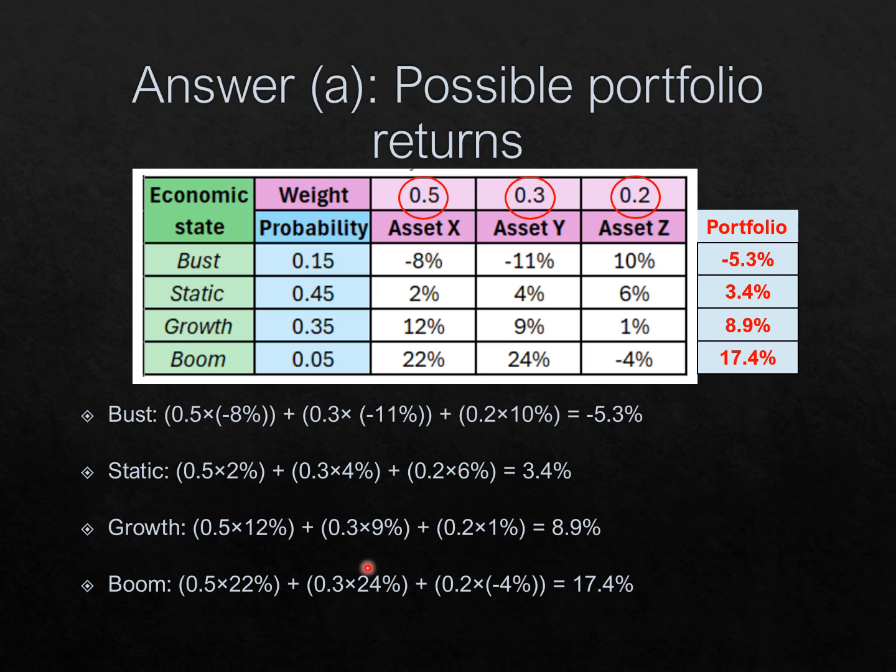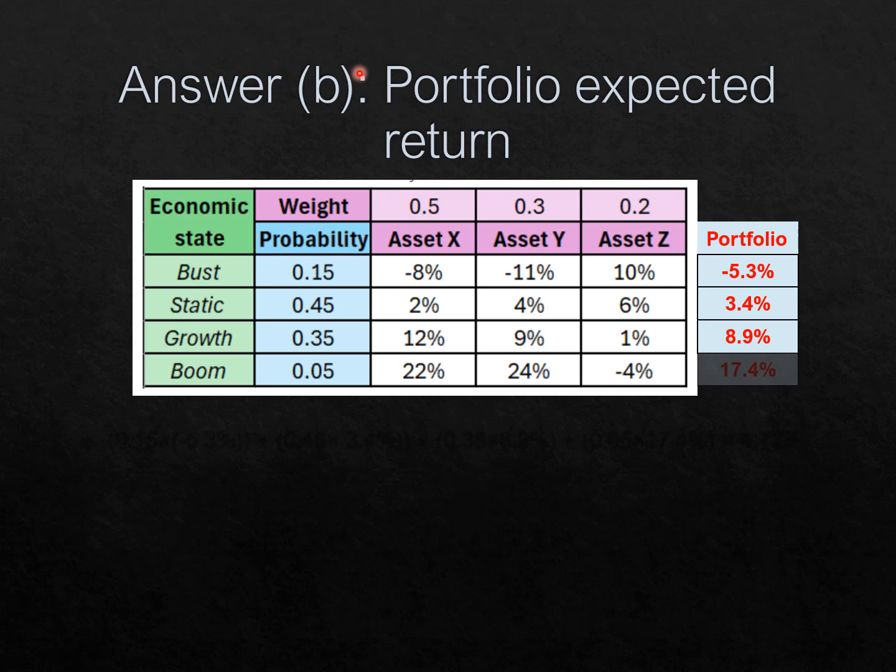Okay, let's move on to the next question in the next slide. In this next question, it is about the portfolio's expected return. Remember, for expected return, we need only two things: one is the possible return for the portfolio, and we need the probability of each condition, or each state. Once you've got that, then we can calculate the expected return.